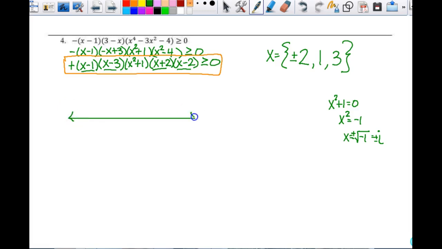So I'm going to come plot those over here. I have negative 2 and then I have a positive 1, positive 2, and positive 3. Then I have to plot my points. This is greater than or equal to 0, so these are solid. Then I got to find my signs. I've been doing my signs horizontally, but there'll be quite a few, so I'm going to be doing these vertically.